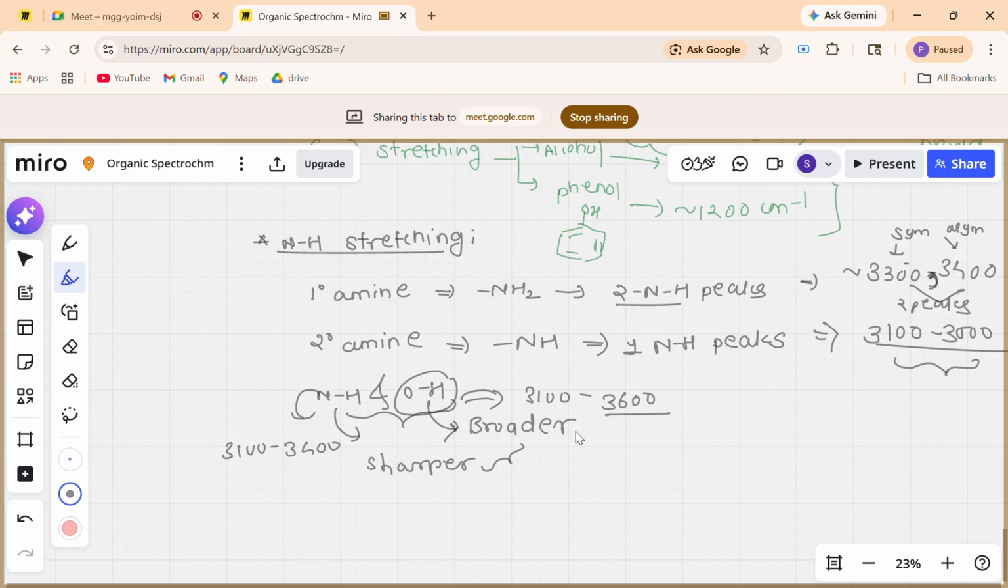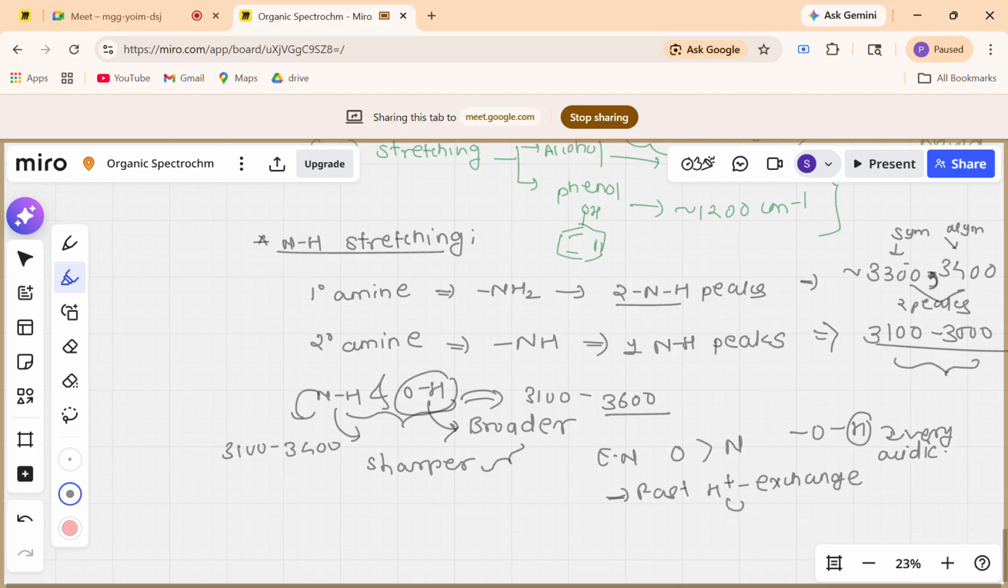3600 is possible only when there is no kind of hydrogen bonding present. And mostly in case of NH, it lies in the region of 3100 to 3400. So both regions overlap with one another, but by the nature of the graph, in case of OH, because of hydrogen bonding, your graph will be much broader. In case of NH also hydrogen bonding is possible, but see here, the electronegativity of oxygen is greater than nitrogen, right?